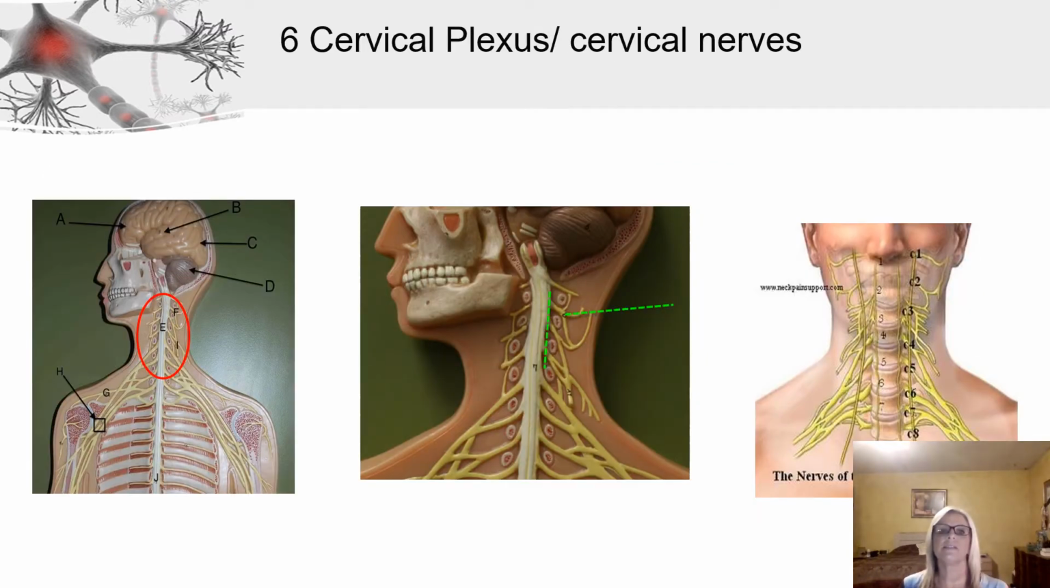A plexus is a network of fibers that innervate or supply structures. For the cervical plexus, these are going to be structures of the head and neck. This is formed by divisions of the cervical spine going from C1 to C4. All right, so C1 to C4, and that's the region right here.